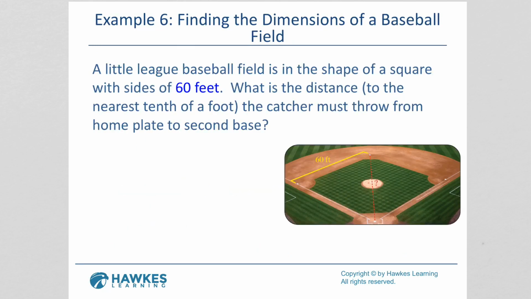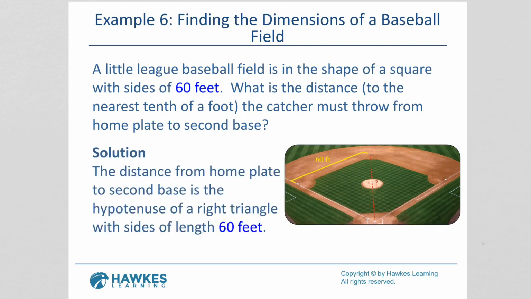Example 6. A Little League baseball field is in the shape of a square with sides of 60 feet. What is the distance, to the nearest tenth of a foot, the catcher must throw from home plate to second base? So here you see the dimensions. We're going from home plate to second base. There you see we have 60, which, if it's a square, all the sides are 60.